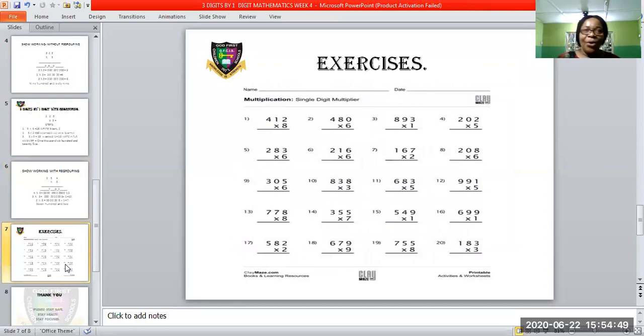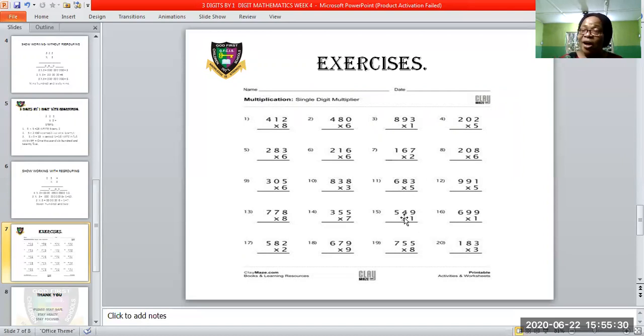Further examples now. When we say 412 times 8, we move there and we say 8 times 2 is 16. Write 6, carry 1. 8 times 1 is 8, plus 1 that is carried becomes 9. 8 times 4 will then give us 32. Are we together? Do you understand? Beautiful.